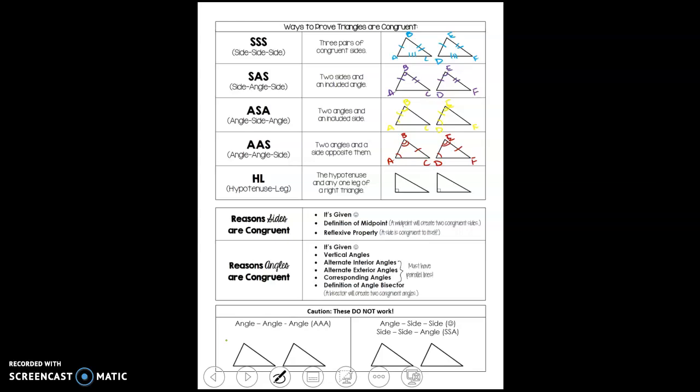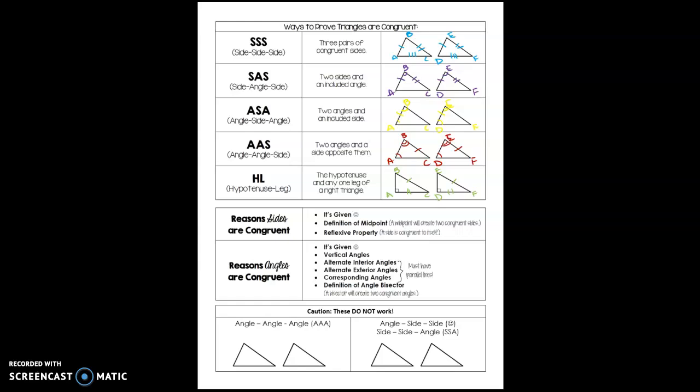Now our last one here that we talked about is hypotenuse leg. So the hypotenuse and any one leg of a right triangle. The key thing here is the triangle has to be right. So if the hypotenuse were the same on triangle ABC and DEF, and one of the legs needs to be congruent as well. So BC and EF are congruent. Those are the hypotenuse for both triangles, and AC is congruent to DF. Those are the legs.